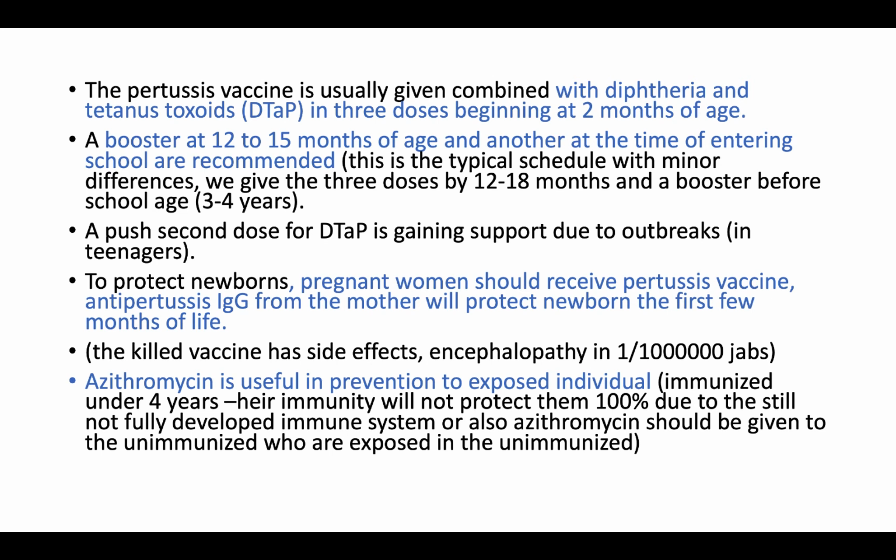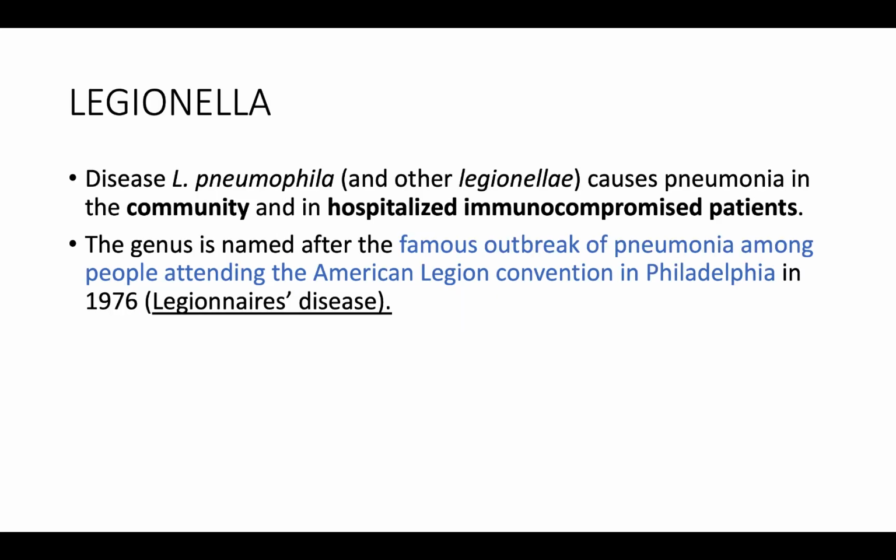Encephalopathy occurs with the killed vaccine, not the acellular vaccine, in about 1 in a million jabs. So that's actually quite a lot. For example, in a large country where they vaccinate 4-5 million a year, you get about 5-6 cases of encephalopathy. So this is only in the killed vaccine. Azithromycin is helpful for people who are exposed as well, so this can also be added to prevention.